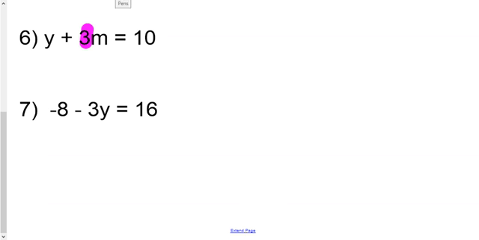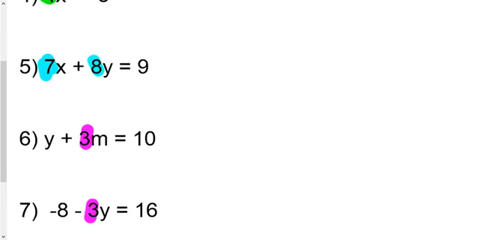And now let's take a look at the last one before we move on to the next page. Number 7. That -8 is not multiplying anything. This 3 is multiplying the y. So there we go.